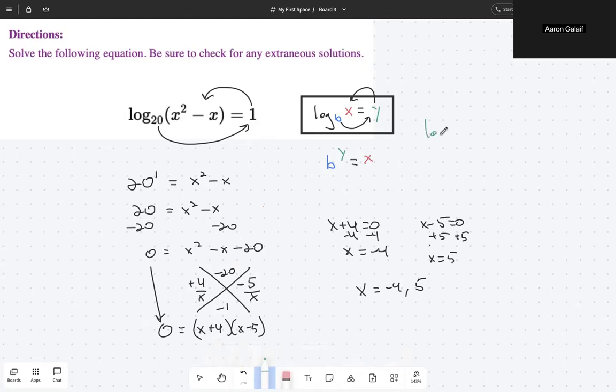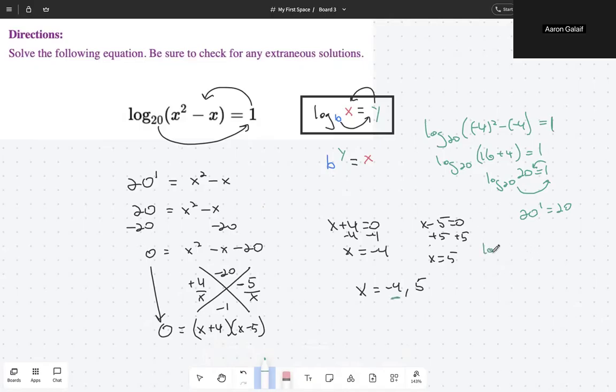We'll do log 20 of negative 4 squared minus negative 4 is equal to 1. And we can see it's going to be 16 plus 4, log of 20 is equal to 1. We do our snail. 20 to the power of 1 is indeed equal to 20. So that one is okay.